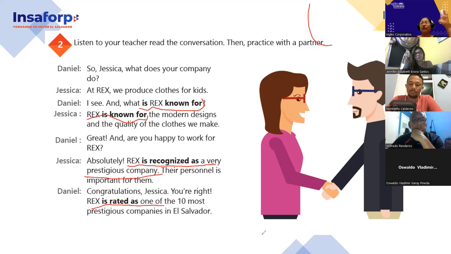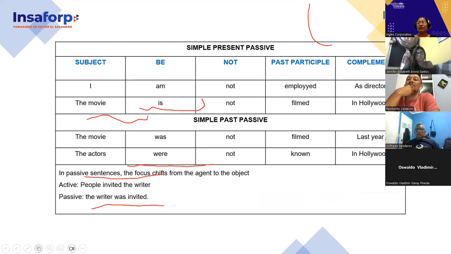Here we have some structures that we can call passive, the passive voice, and sometimes the passive voice can be in present, or in past. And what is that? What is a passive voice? Later we are going to practice the pronunciation of the conversation, but now we are going to try to understand this information.